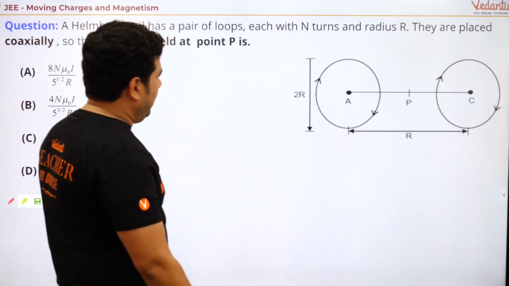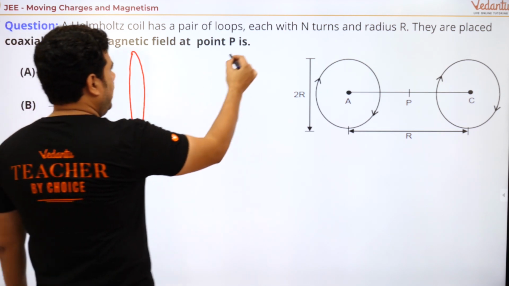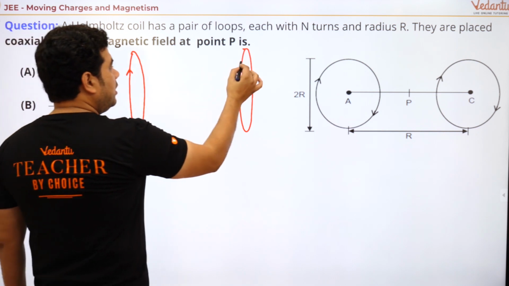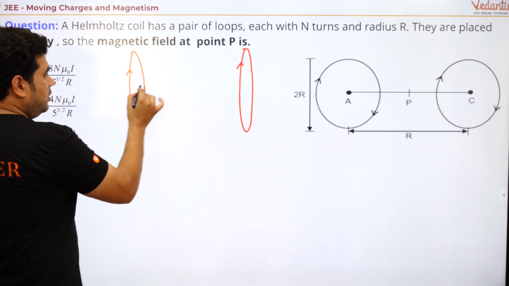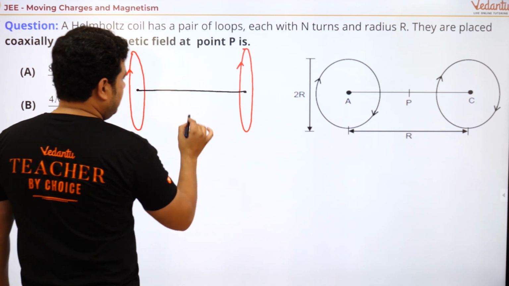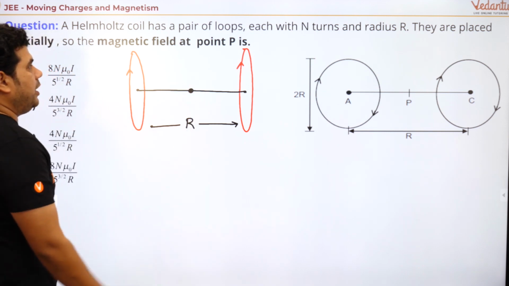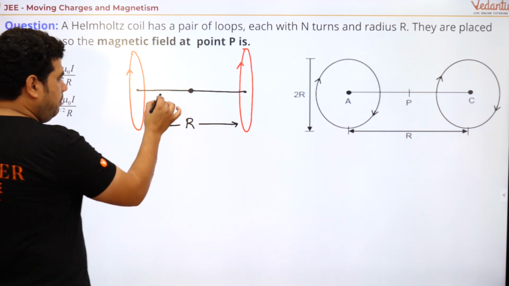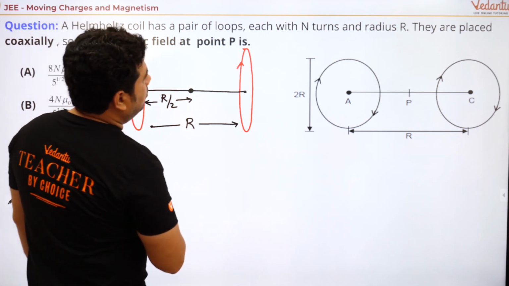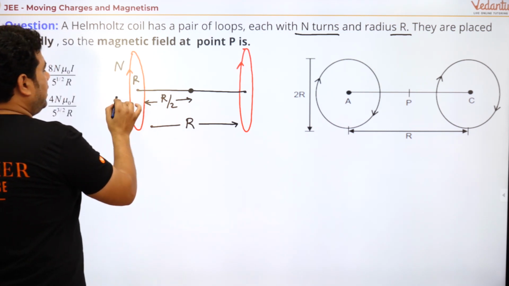So the diagram is a bit different. Let us show you a better diagram here. Suppose this is a coaxial coil and this is also a coaxial coil, and the direction of current is the same. And here this is the center, and the distance between the centers is given as r, and you have to find the net magnetic field induction at point P. For point P, this distance is r by 2 and the radius is r, and some more information is here: N turns, r radius, so number of turns n, and current is I.